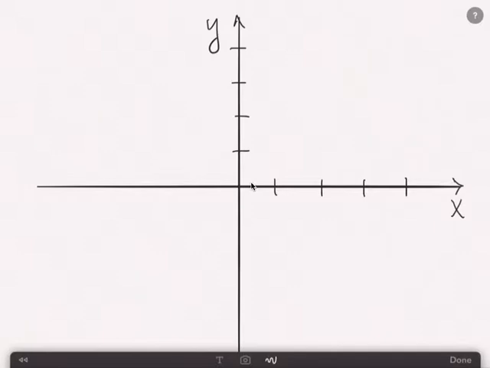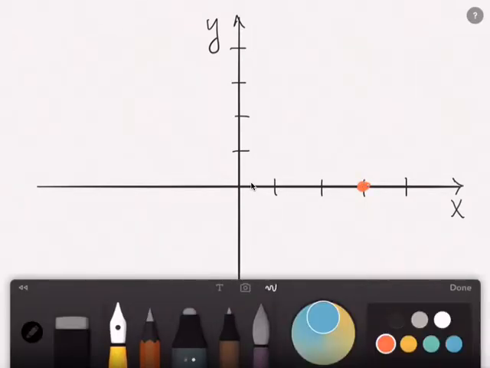Okay, so let's say that we want to put a vector at position 3 here, or unit 3. This vector is going to look like this. But this vector can be defined in terms of an ordered pair. That ordered pair is going to be 3, 0. And ordered pairs look like this: X and Y.